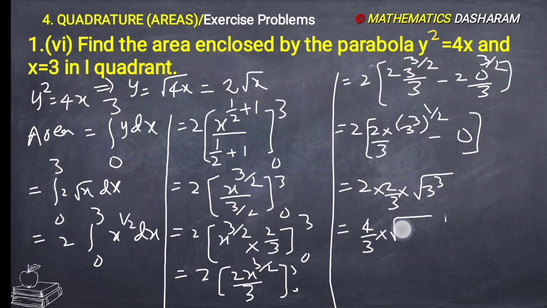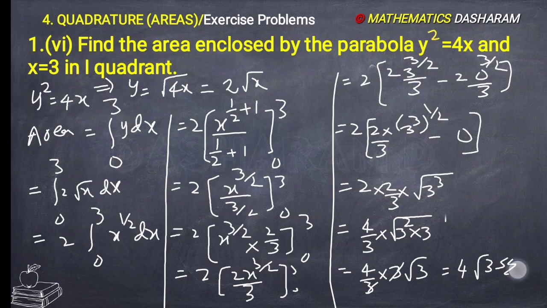Root 3 cube means we can write 3 square into 3. Am I right? So 4/3 into root 3 square is 3 root 3. Here the 3s cancel. 4 into root 3 square units.